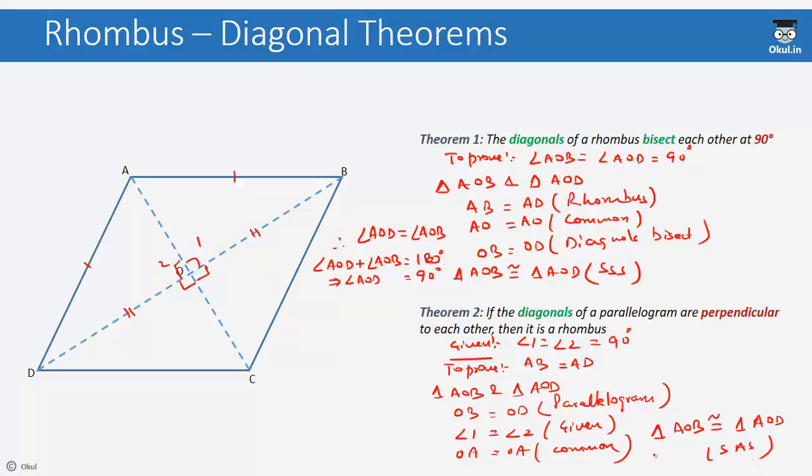Now, I can say that corresponding sides and angles will be equal. Therefore, AB is equal to AD. So we have proved that if the diagonals of a parallelogram are perpendicular to each other, then it is a rhombus.